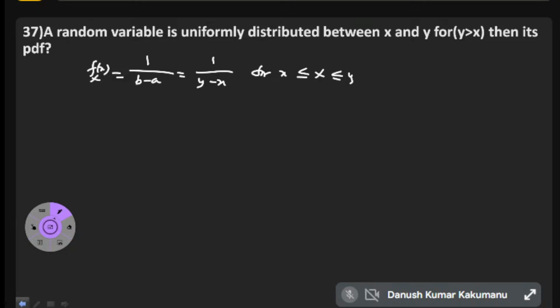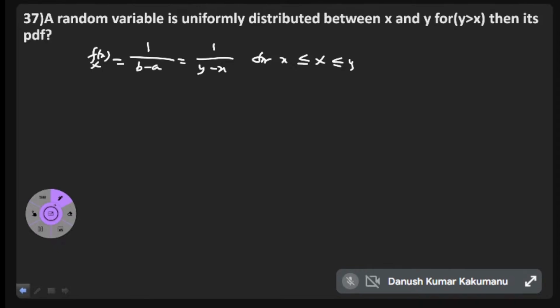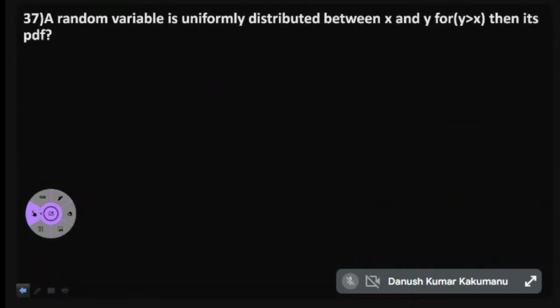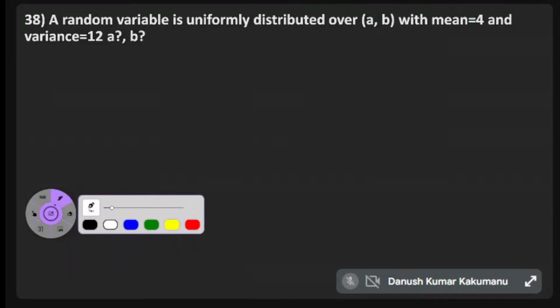Some of you are wondering whether they will ask this kind of question in the exam. Yes, no doubt, they will ask it. See, without knowledge of the uniform distribution, is it possible to attempt this question? No. If you know the answer, it is simple. Next one. Try this question, everyone. Easy question, uniform distribution.